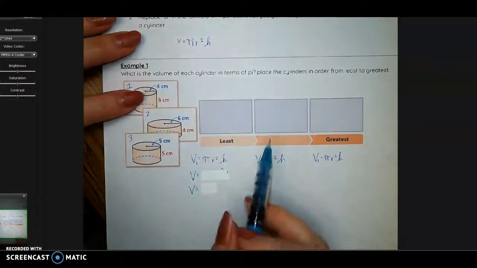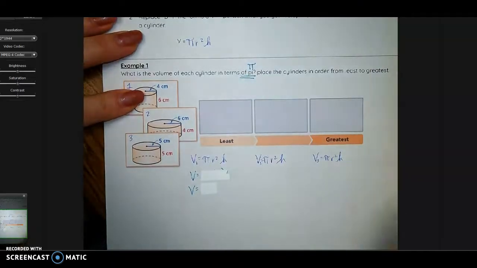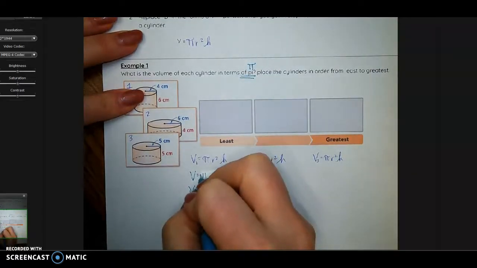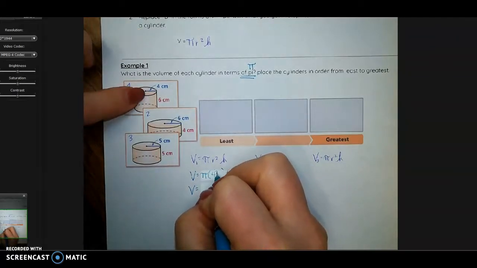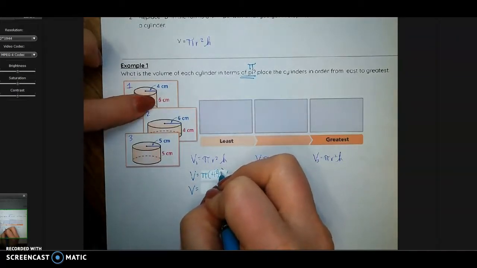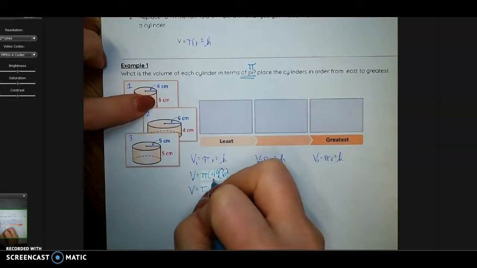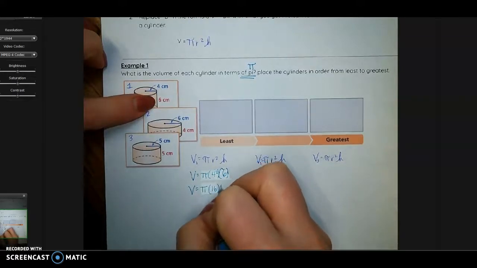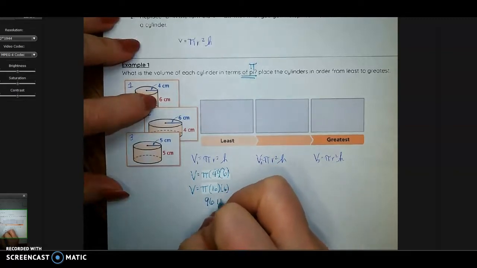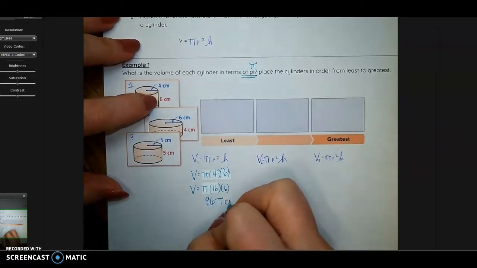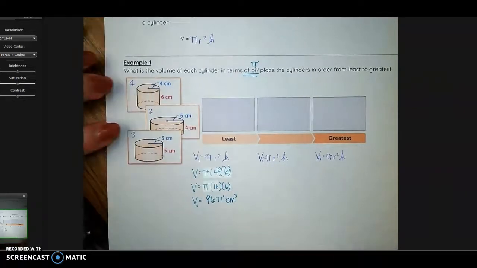we are using pi. It says in terms of pi, so that's when we just use pi. We don't substitute in the 3.14. So we're going to have pi times our radius, which is 4 squared, times our height, which is 6. And you can put it in parentheses as well if you like. So I have pi times 16 times 6, which is 96. And then I put the pi at the end, and that is in centimeters cubed. So that is the volume of our first cylinder there.